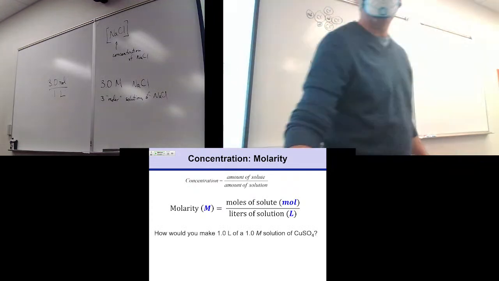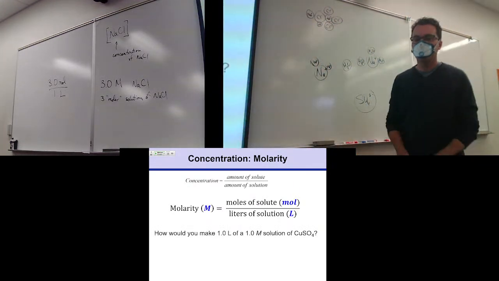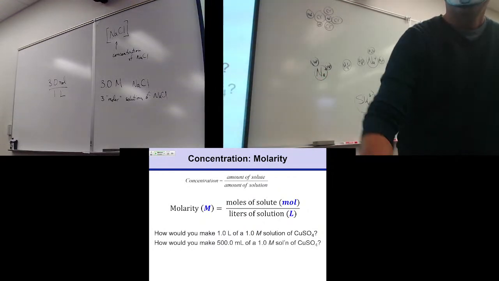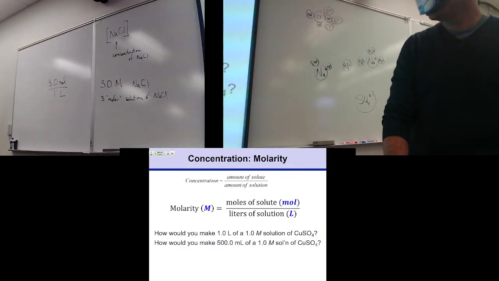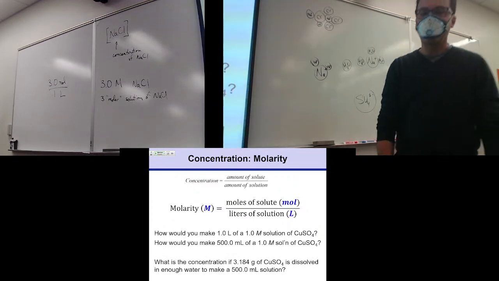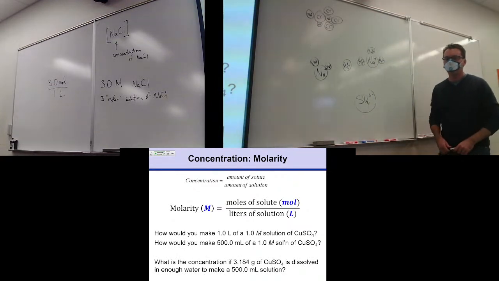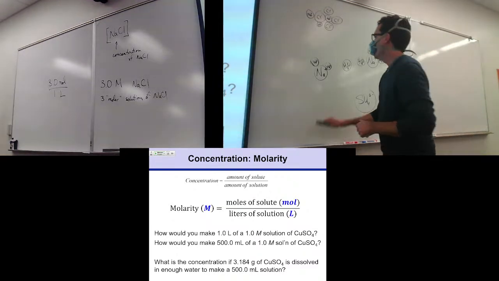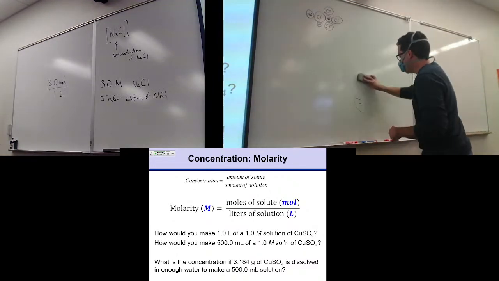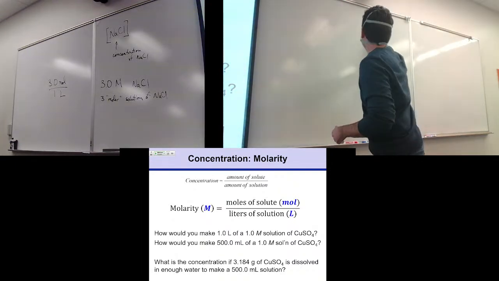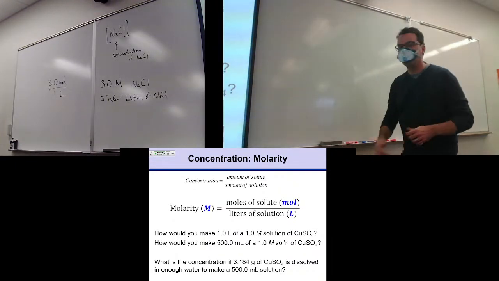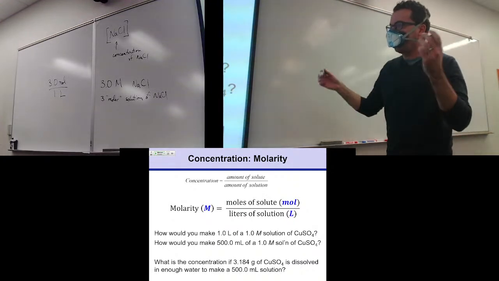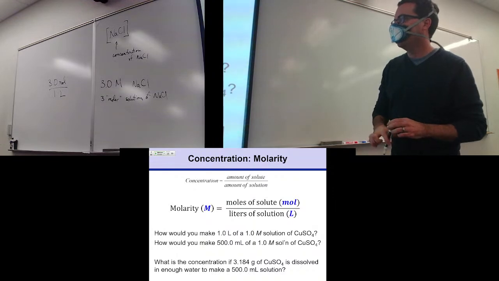So how would you make 1 liter of a 1 molar solution of copper sulfate? How would you make 500 milliliters of a 1 molar solution of copper sulfate? What is the concentration if 3.184 grams of copper sulfate is dissolved in enough water to make 500 milliliters of solution? These are all really basic concentration problems that you should be able to answer. And again, in the lab next week, you'll have to answer something briefly that has something like that.